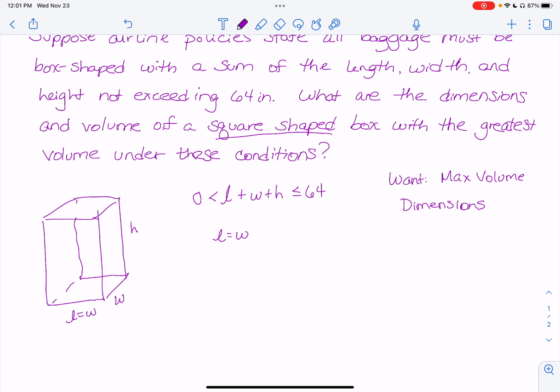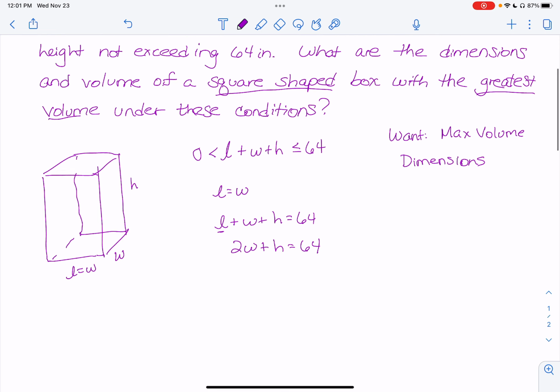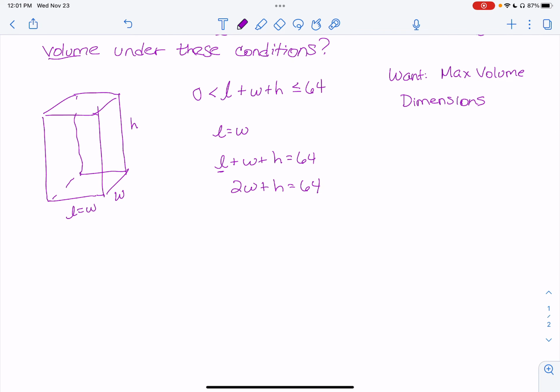So if I want to rewrite this and go for the maximum volume, then I'm going to say the sum is equal to 64. So I have length plus width plus height equal to 64. That means I have 2w plus h equals 64, if I substitute a w in for the length. Now I said I wanted to find the greatest volume, so I'm going to look at the volume of a rectangular prism, which is length times width times height. Substituting in for my length, I have width squared times height.